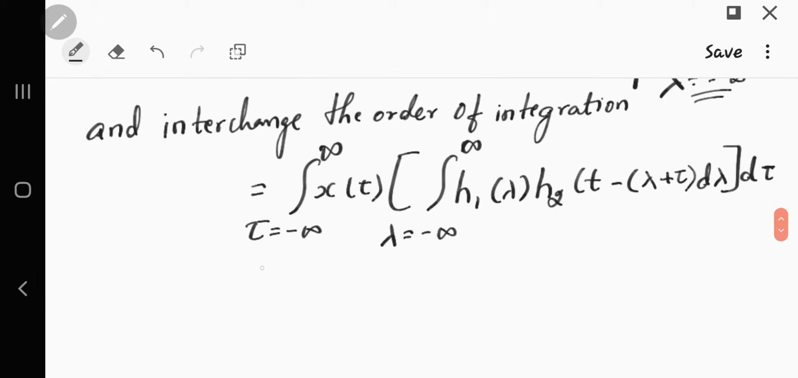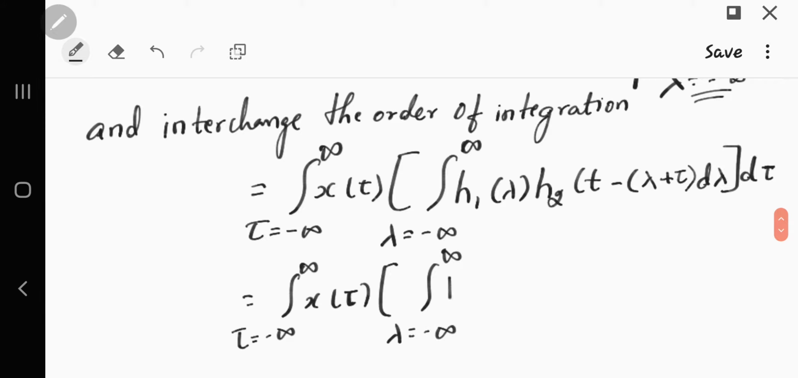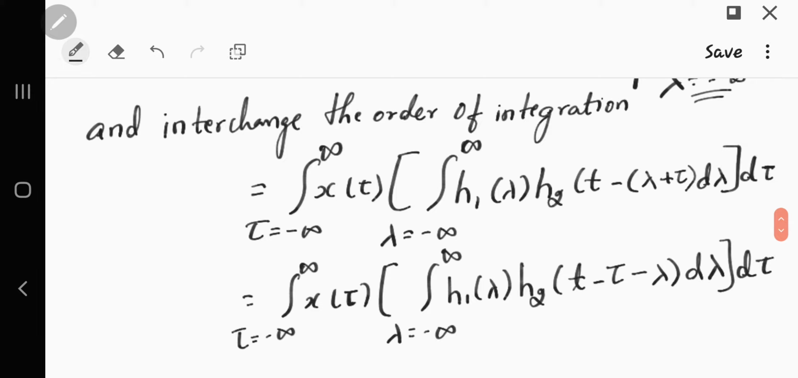Now just simplify this. We have to multiply this with integral tau is equal to minus infinity to plus infinity x of tau, and here integral of lambda is equal to minus infinity to plus infinity h1 of lambda h2 of t minus, I will write tau first and then lambda for my convenience, d lambda d tau.